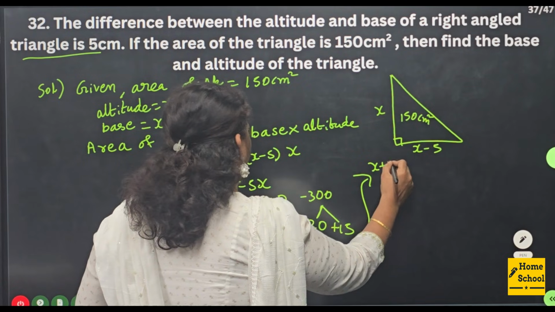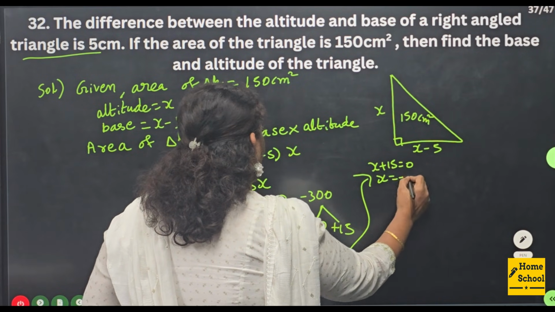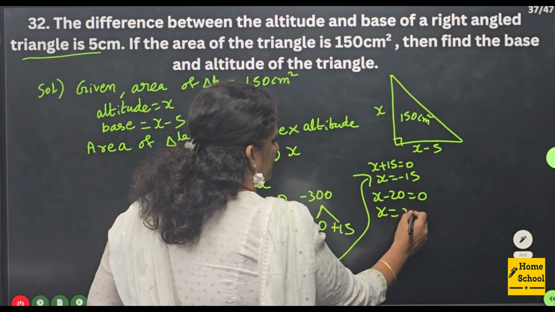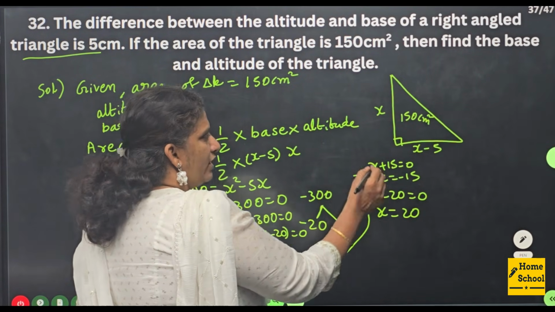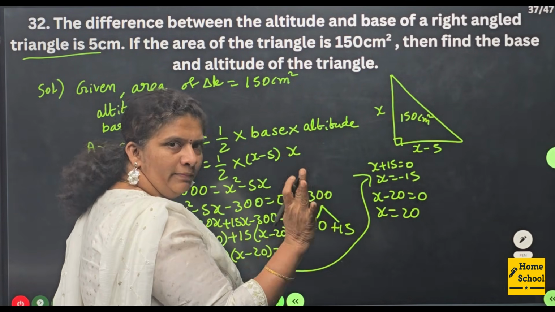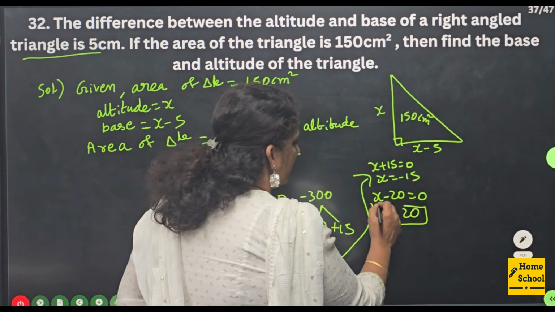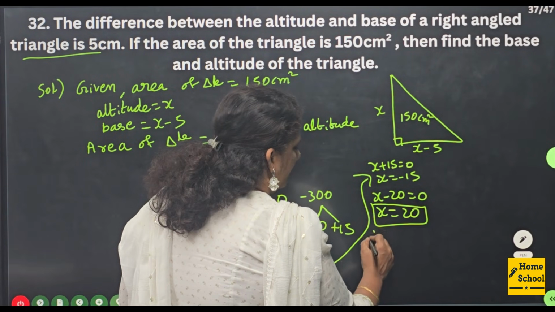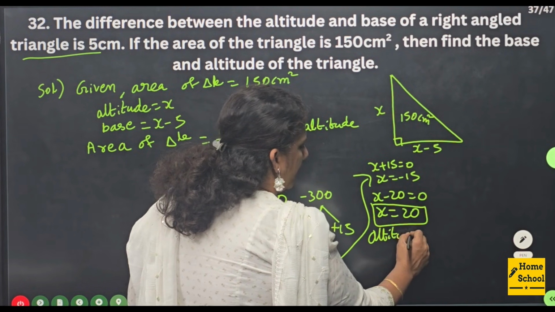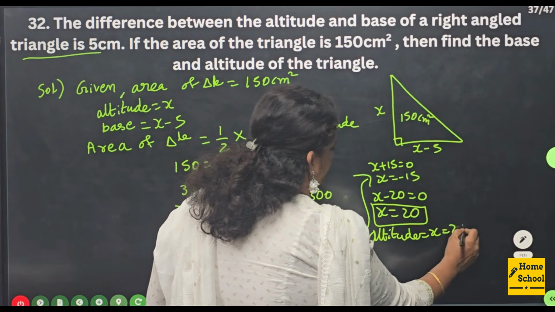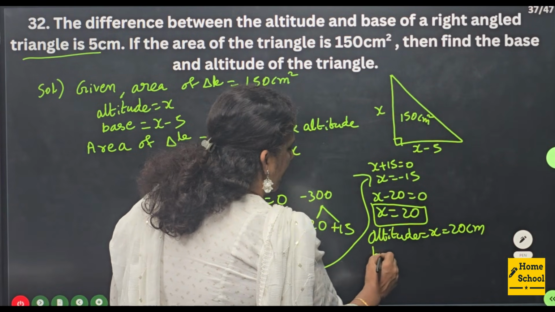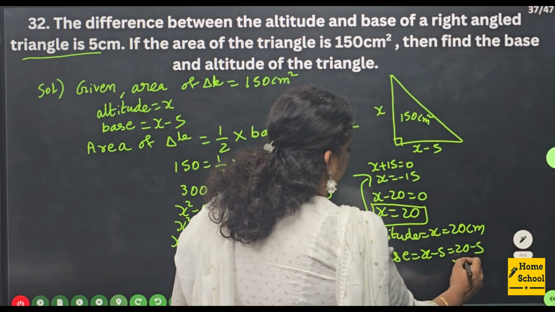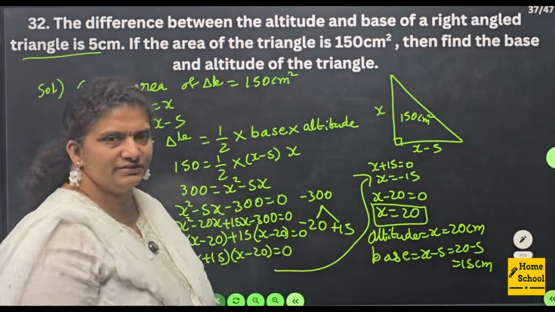x plus 15 equal to 0, x is equal to minus 15, and x minus 20 equal to 0, x is equal to 20. So observe here, we are talking about altitude. Altitude cannot be negative. Therefore, I will consider only one x value. x is equal to 20. Therefore, altitude is equal to x is equal to 20 centimeter, and base is equal to x minus 5. That is 20 minus 5 will be 15 centimeters.